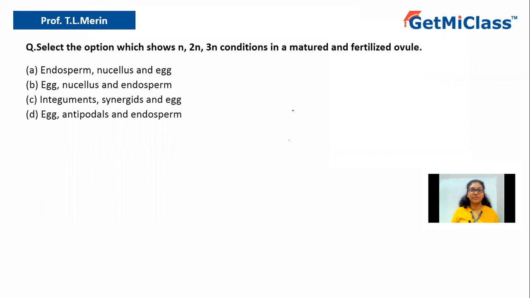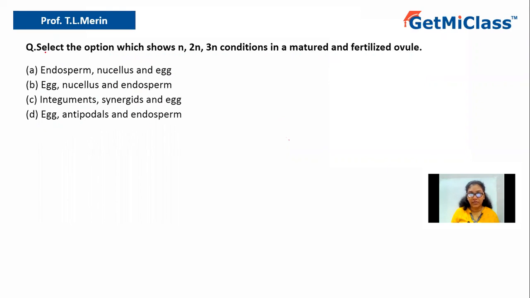Today we are going to solve this question which says: select the option which shows N, 2N and 3N conditions in a matured and fertilized ovule. Option A, endosperm, nucellus and egg. Option B, egg, nucellus and endosperm. Option C, integument, synergids and egg. Option D, egg, antipodals and endosperm.